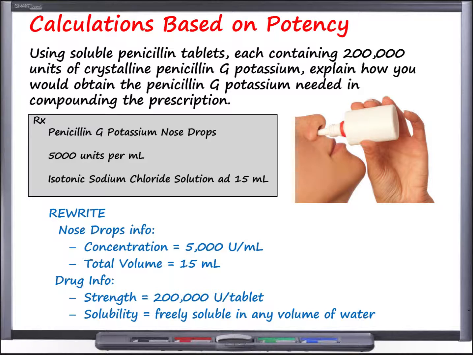The other thing that's important to interpret from this question is this idea of solubility. The drug, penicillin G, is freely soluble in any reasonable amount of water. So what we're going to do here is take some of these tablets, crush them up and dissolve them in water. They're so readily soluble in water that we can choose any reasonable amount. So we're going to go from a tablet, dissolve that tablet in water, and then use a certain amount of that water that contains a certain amount of that penicillin to formulate these nose drops. So with that, let's figure out how to do it.